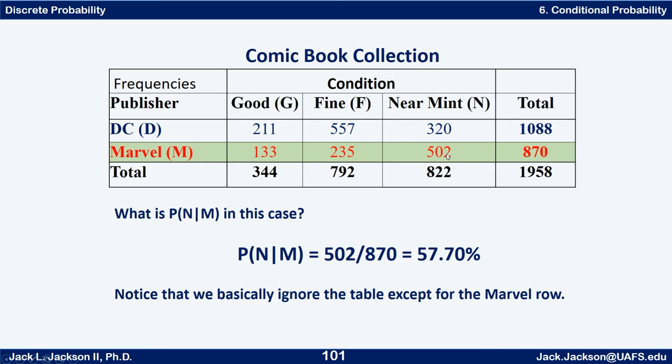So the numerator is near mint intersected with Marvel, divided by just Marvel. It's 502 over 870, or in decimal or percent form, approximately 57.70%. We're basically ignoring the table except for the Marvel row. Now, what would it be if we flip it around? What would be the probability of Marvel given it's near mint?